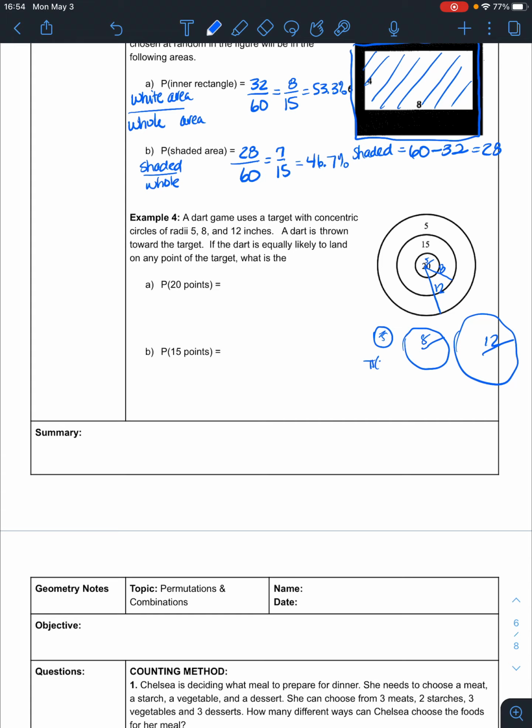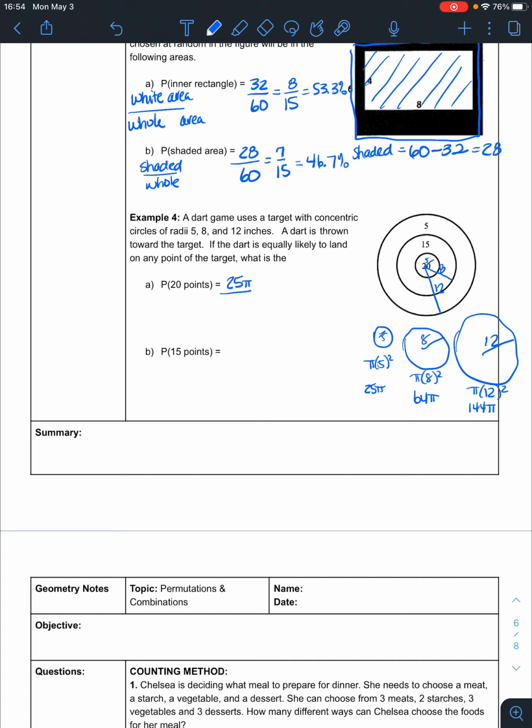Well, pi r squared. If I do pi r squared for each of these, I'm just going to leave them in terms of pi so I don't have to deal with decimals, okay? So 8 squared is 64, 12 squared is 144, and I'm going to leave it in terms of pi. It'll take care of itself in a minute. So the area where I want to land, which is 20 points, is 25 pi.